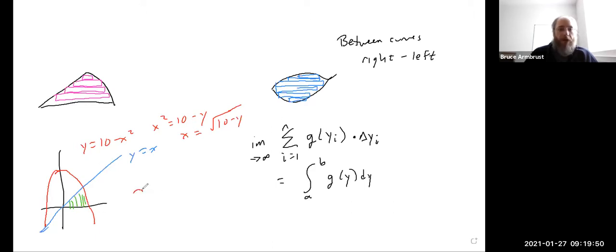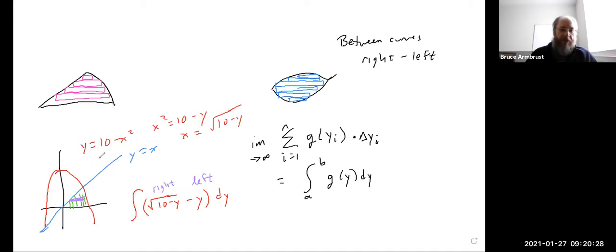So when we set up our integral to find this area, it's going to be the square root of 10 minus y, minus y, dy. And again, this is right minus left. In this region, we think horizontally, right? The right side is my red curve, which was the parabola, and the left side is my line, the blue curve.